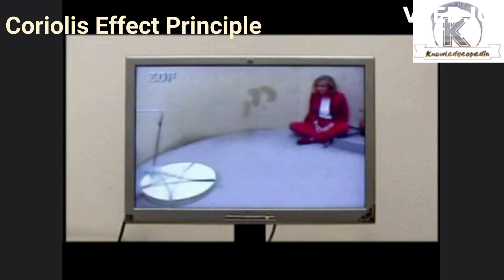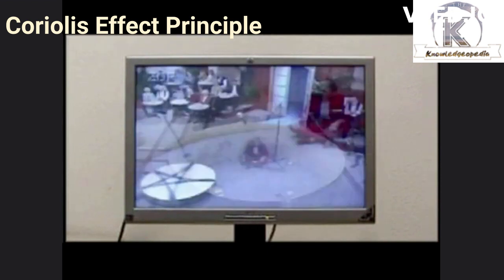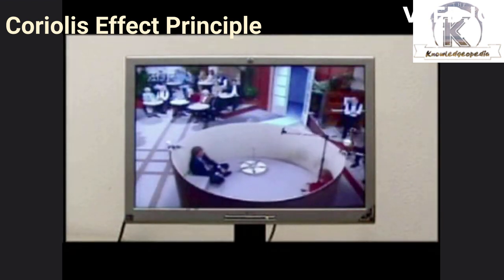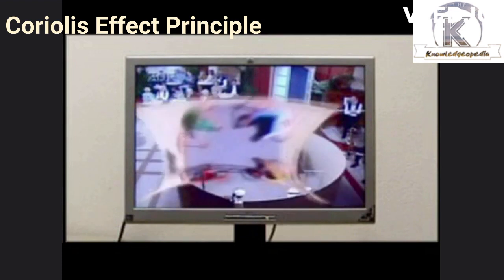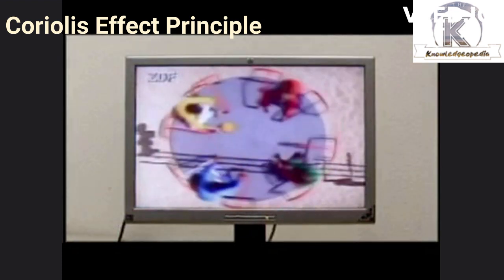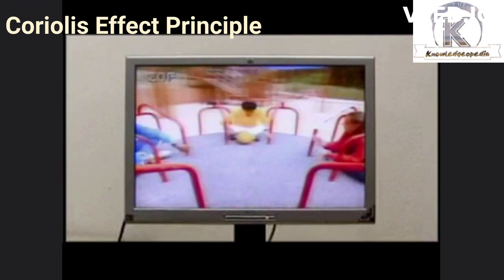As you can see, the perception of straight-ahead movement on a rotating platform is not at all what is expected. It appears that something is pushing the moving body sideways, at an angular direction from its expected straight destination. This is the effect of the Coriolis force.